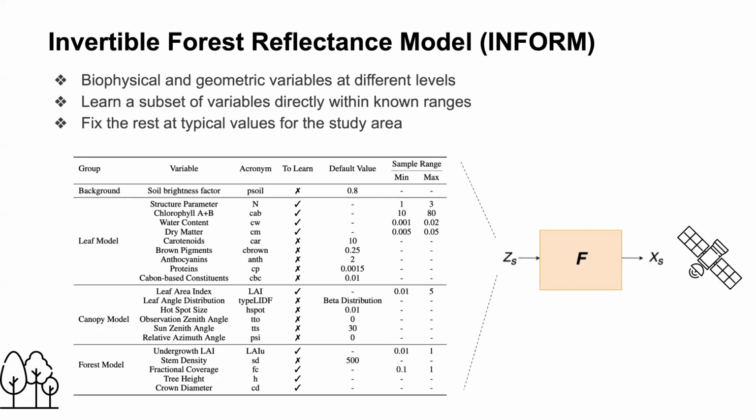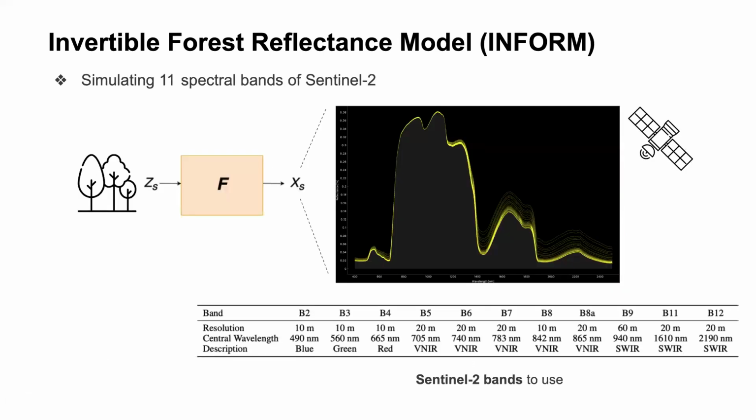There are 7 variables in total we decided to learn, directly within the known ranges. For the rest of the variables, we decided to fix them at typical values for the study area. This table shows the variables we are going to learn and the variables we fix to constants. Taking these variables as input, we use Inform to simulate the 11 spectral bands of Sentinel-2 which we will use in our study. Sentinel-2 has spectral bands that cover the RGB range, near-infrared range, and shortwave range.